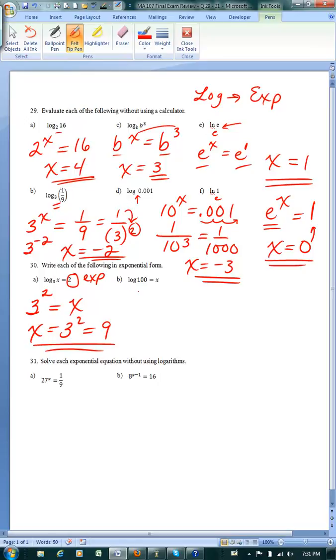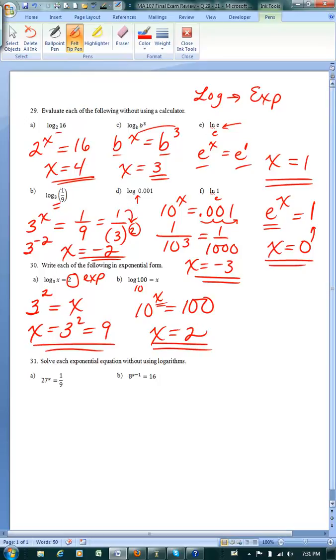Letter B. This time, when there is no base mentioned and you have a log, then the base is 10. 10 raised to the x equals 100. That would be your exponential form. But I know that I can go ahead and solve it because the exponent on the base of 10 that creates 100 is 2.